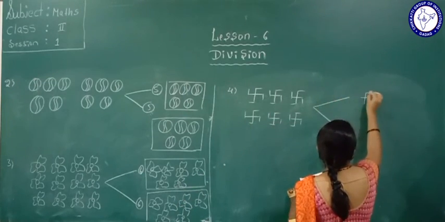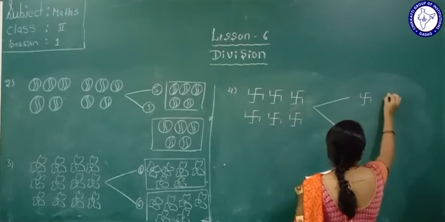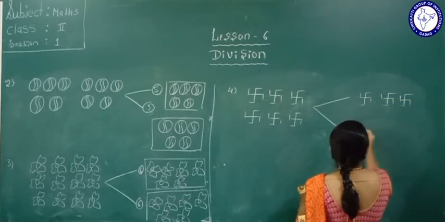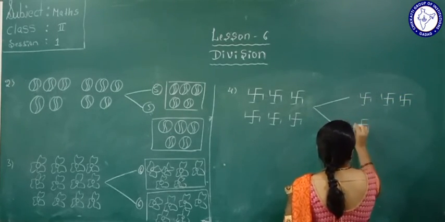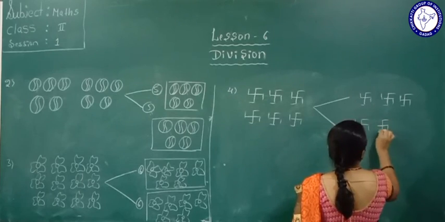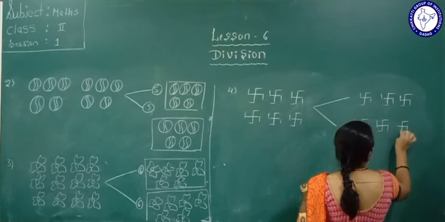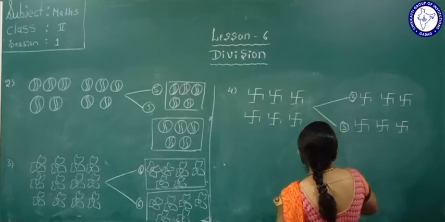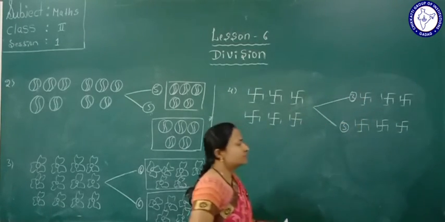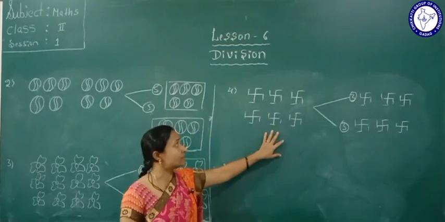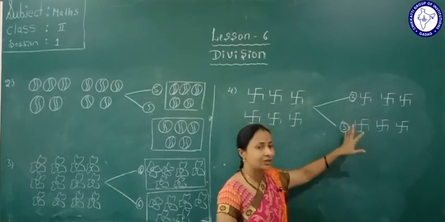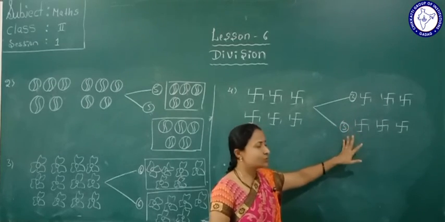Okay, 1, 2, 3, 4, 5, 6. It means in each group we divide 3. Okay, so totally how many are there? Totally 6. So in each group they are divided equally 3. Yes. So understood this one?